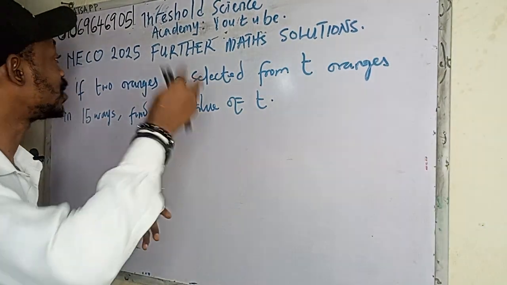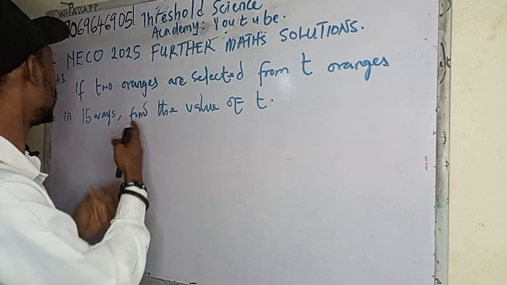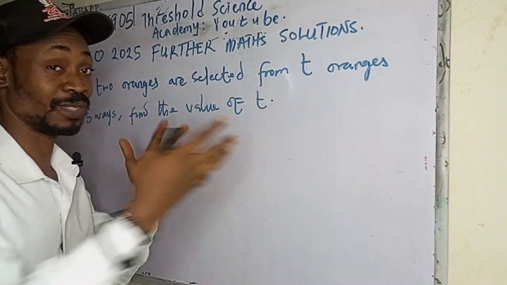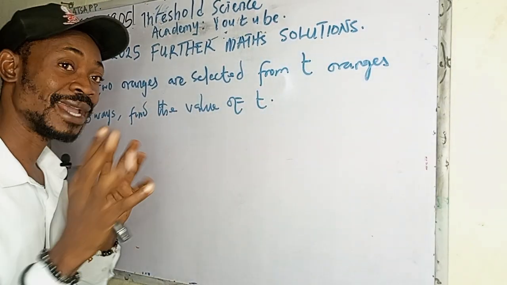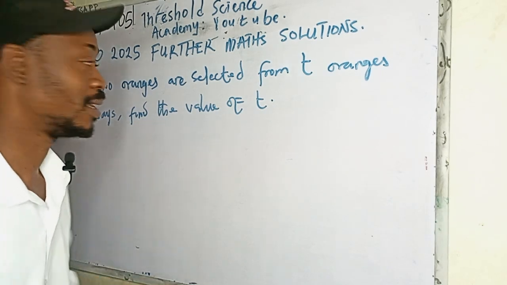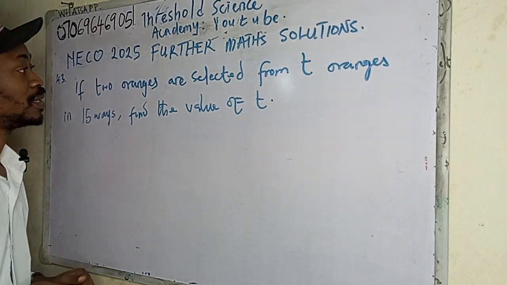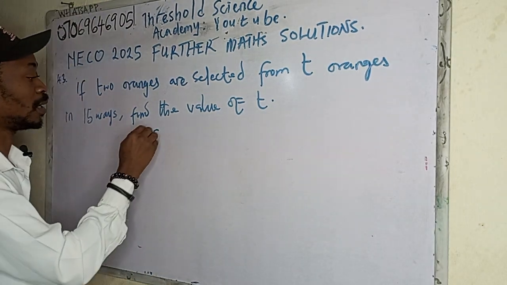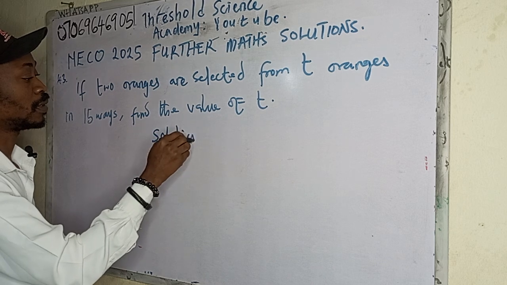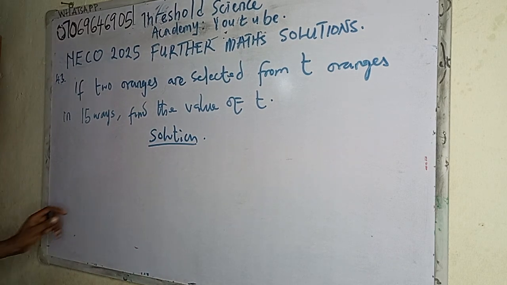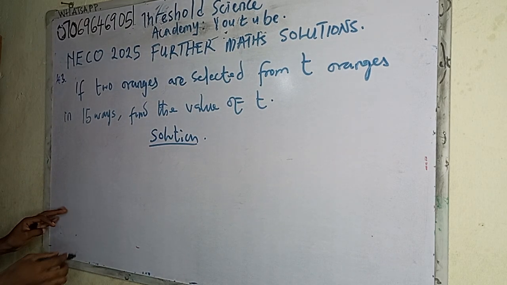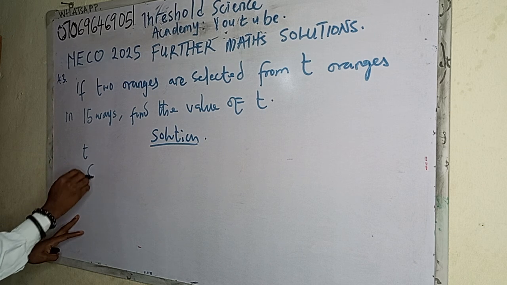But here we can just pick two oranges anyhow from a number of oranges in as many ways as possible without minding how the order goes. So that's talking about combination. Of course, we are selecting two oranges from T oranges. That's going to be T combination 2.